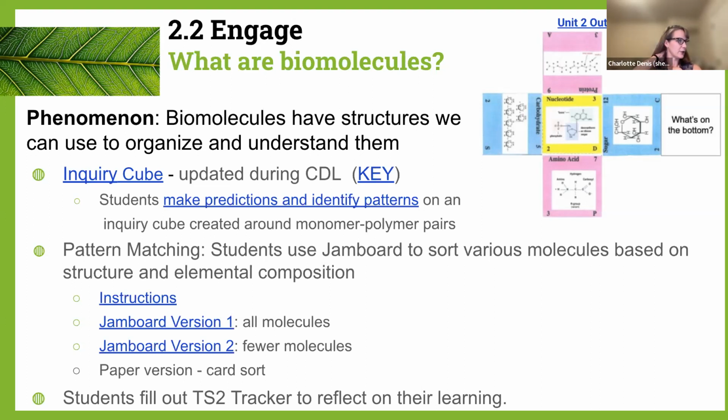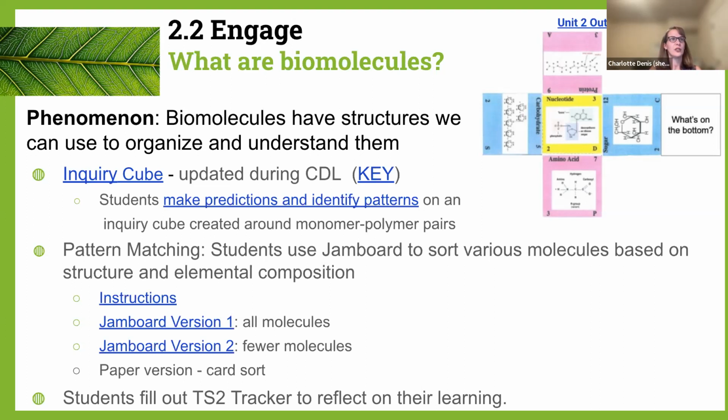If you've taught any other patterns courses, patterns physics or patterns chemistry, then you are familiar with the idea of an inquiry cube. In those courses, the inquiry cube is taught on the very first day of class. In biology, we don't introduce that on the very first day in the fall, because the first unit is about ecology and not about biomolecules. Our inquiry cube for this course has been devised around monomer-polymer pairs, and I have a picture of what the flattened cube looks like.